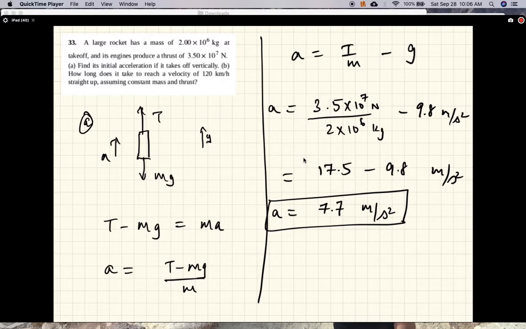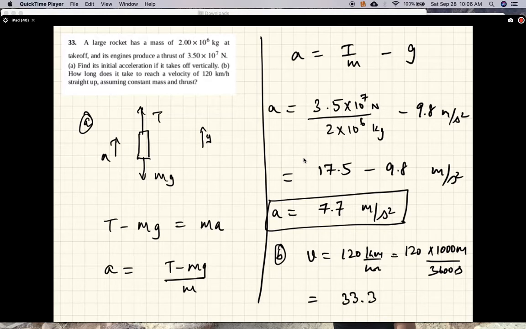Okay, so part B, let's first convert the velocity. 120 kilometers per hour is 120 times 1,000 meters. A kilometer is 1,000 meters, and 1 hour is 3,600 seconds. And so this is equal to 33.3 meters per second.